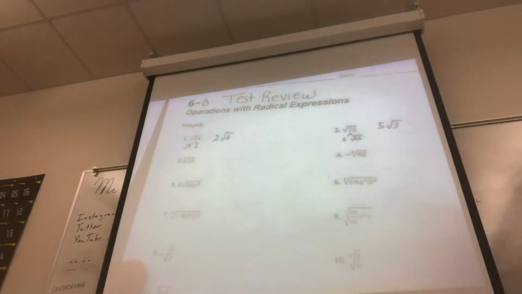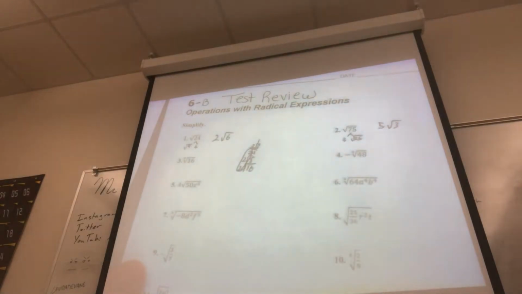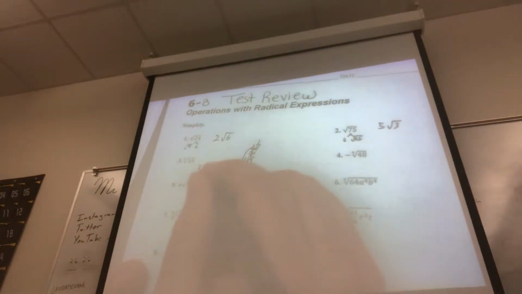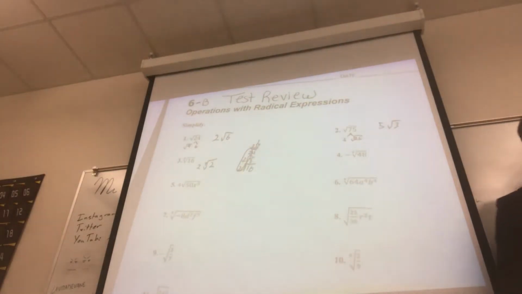But if you do the birthday cake method on this one with 16, that's 2 and 8, that's 2 and 4, that's 2 and 2, that's 2 and 1. We have 3 2's, and then we have a 2 left over. So this is going to be 2 times the cube root of 2. You have to be very careful when it's cube roots, fourth roots, fifth roots, to make sure you look for a group of that many.